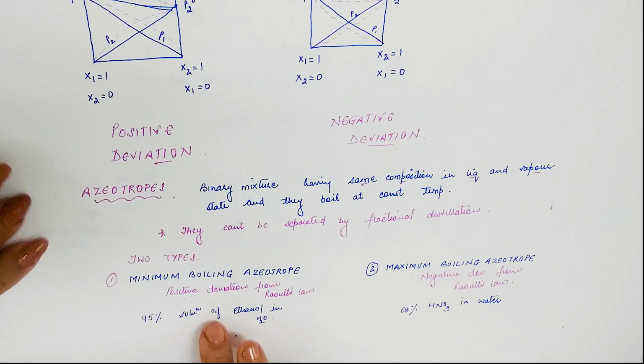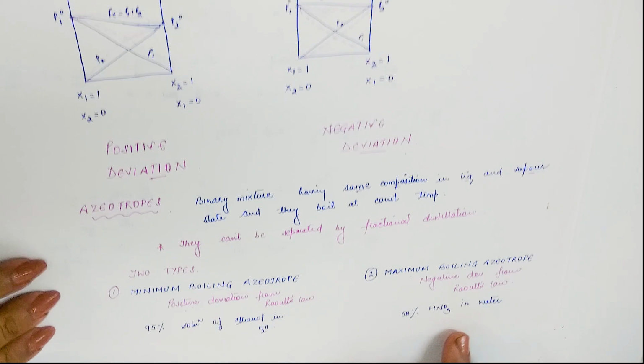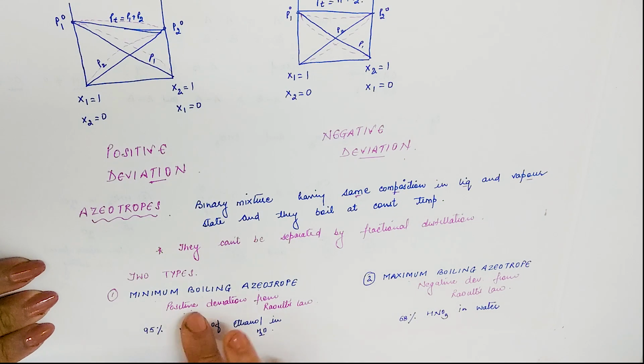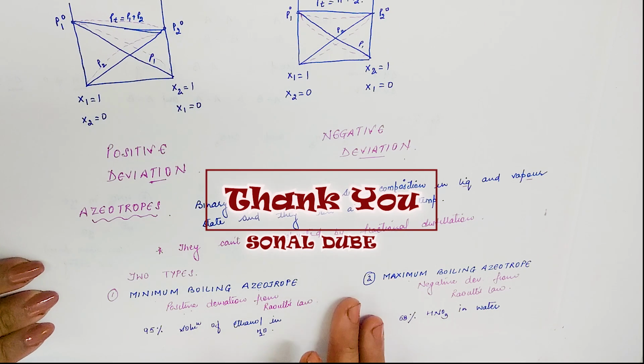In the azeotropic mixture, since I had given these two examples which are given in your book, I explained it according to the positive and the negative deviation from the Raoult's law. Hope all the points are clear to you.